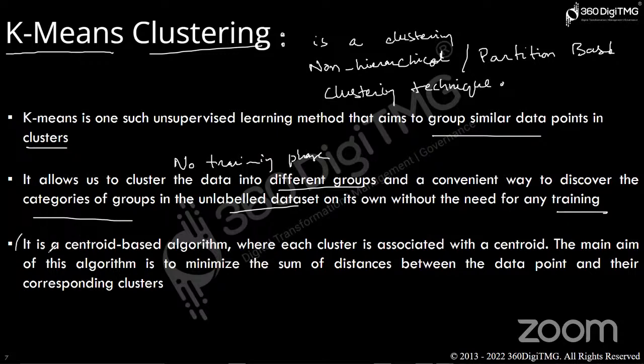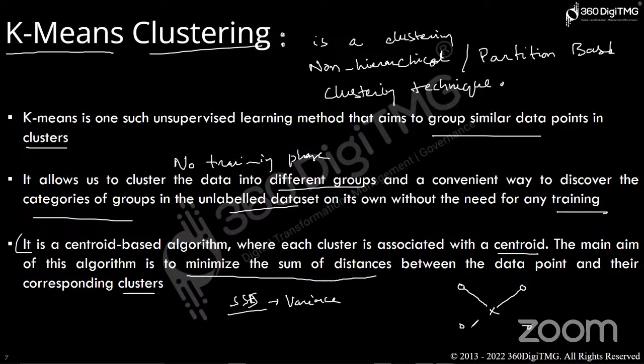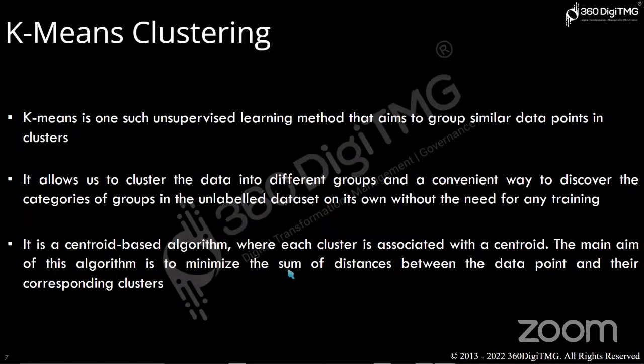Okay, this is a centroid based algorithm, where each cluster is associated with a centroid. The main aim of the algorithm is to minimize the sum of distances, also known as the squared sum of distances. So basically it is variance only, between the data point and the corresponding clusters. So each and every data point from its centroid, we measure the distance, and our main objective is to minimize this distance. Minimize the sum of squared distances, or in turn you can say this is variance also.